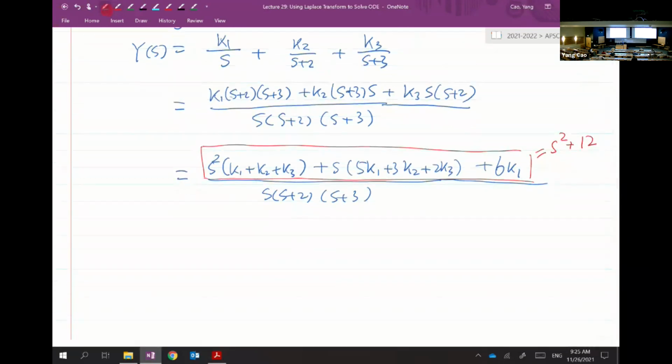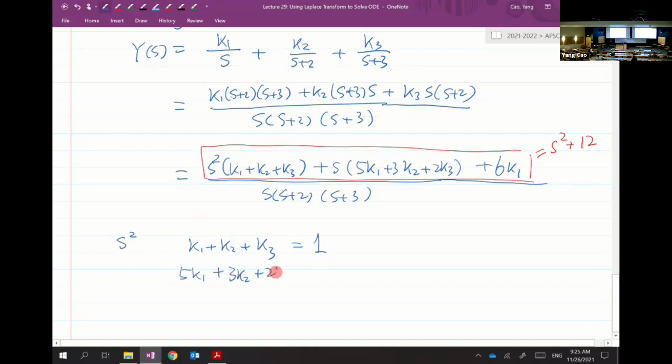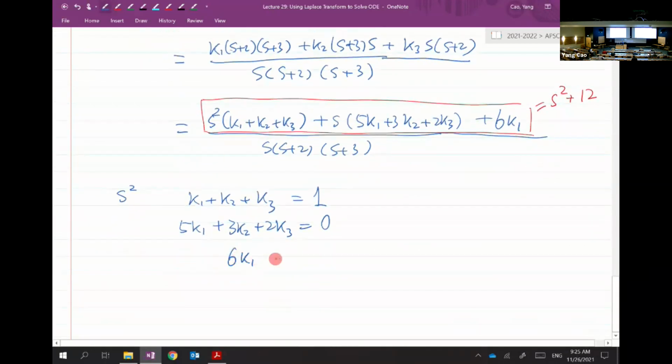So now you compare coefficients. Comparing coefficients basically means: what are the coefficients for s squared? Here it's K1 plus K2 plus K3, and the coefficient on the other side for s squared equals 1. And the coefficient for the s term here is 5K1, 3K2, 2K3. There's no s term on the other side, so this whole term should equal 0, exactly.